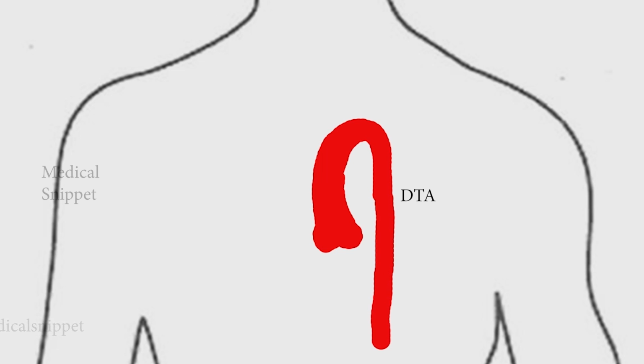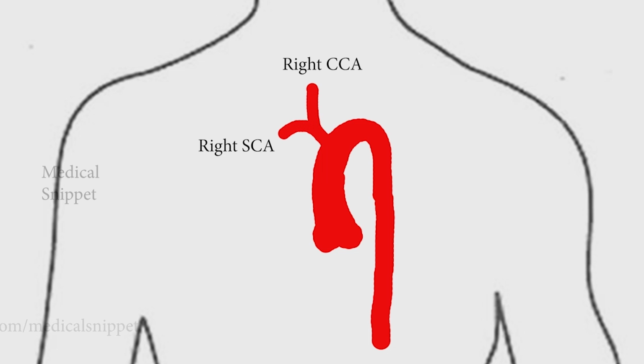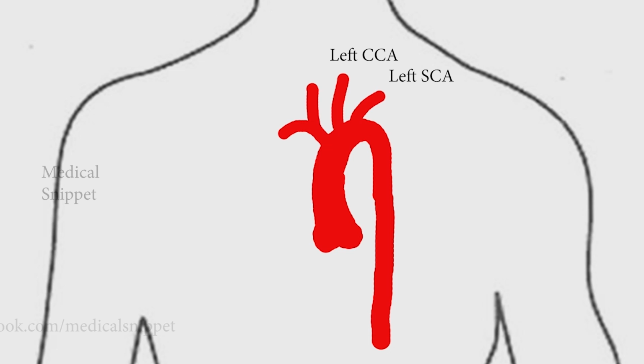The arch of aorta has three branches: brachiocephalic trunk dividing into right common carotid and right subclavian artery. The other two arch branches are left common carotid and left subclavian artery. But the first branches are the coronary arteries.